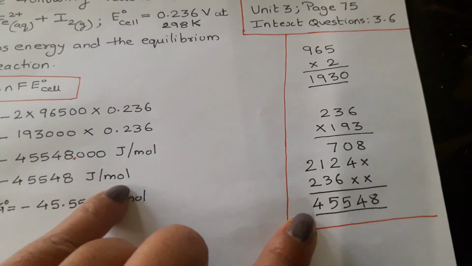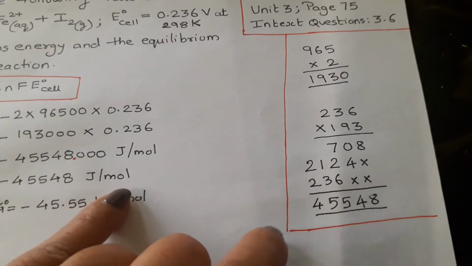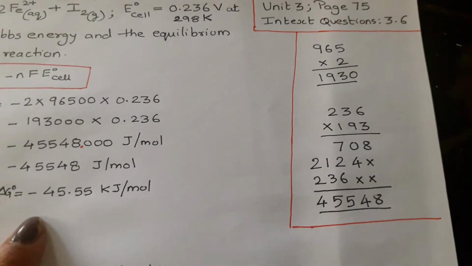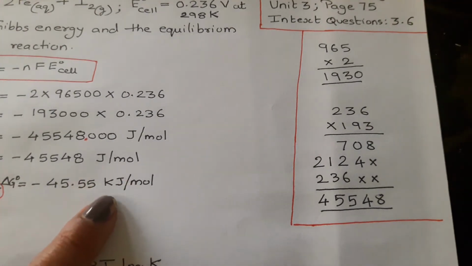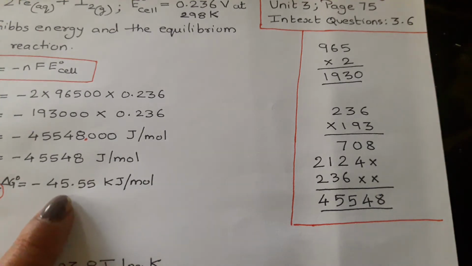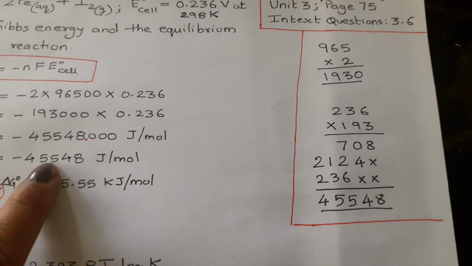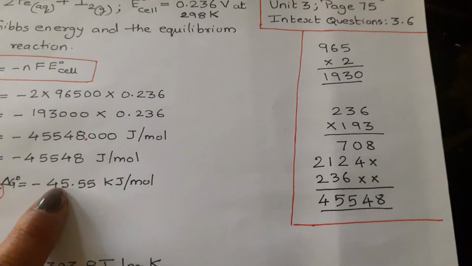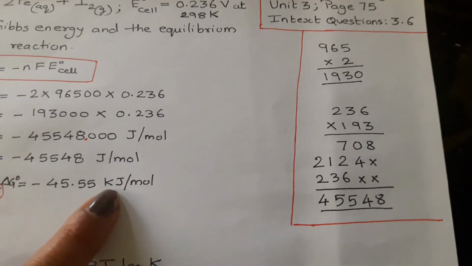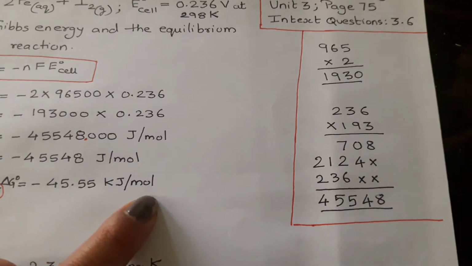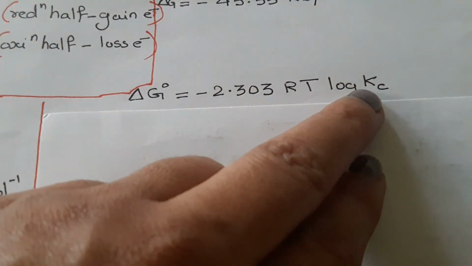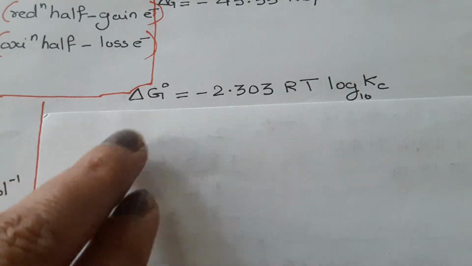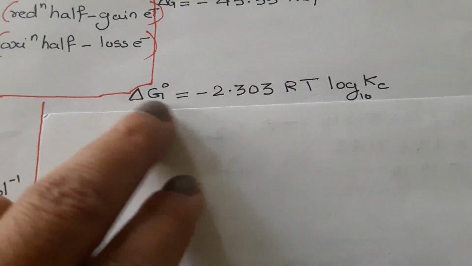45548 joules per mole. But it's better to represent the value of delta G naught in kilojoules. So when we convert it into kilojoules, we shift 3 more decimals and it becomes minus 45.55 kilojoules per mole.